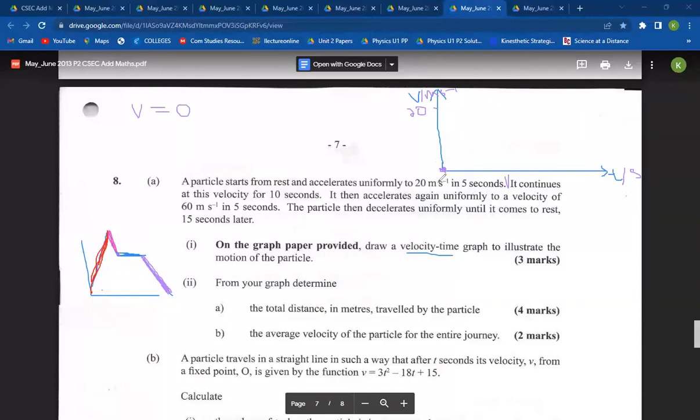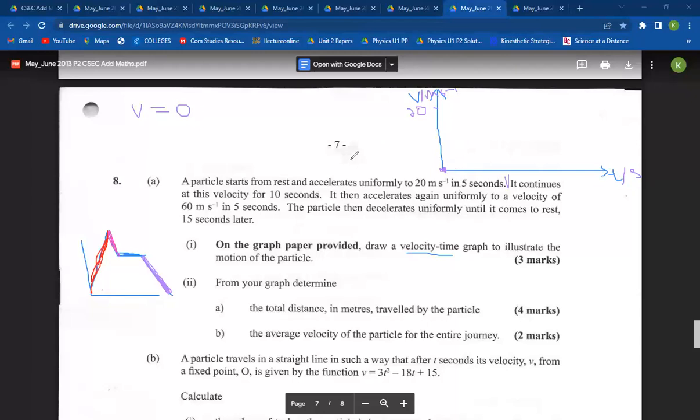Accelerates uniformly to 20 meters per second. So I know I'm starting at 0 and I have to end up at 20. But what exactly would that look like? Is it a straight line along the x-axis? Is it a horizontal line? That doesn't make sense. What does it look like?